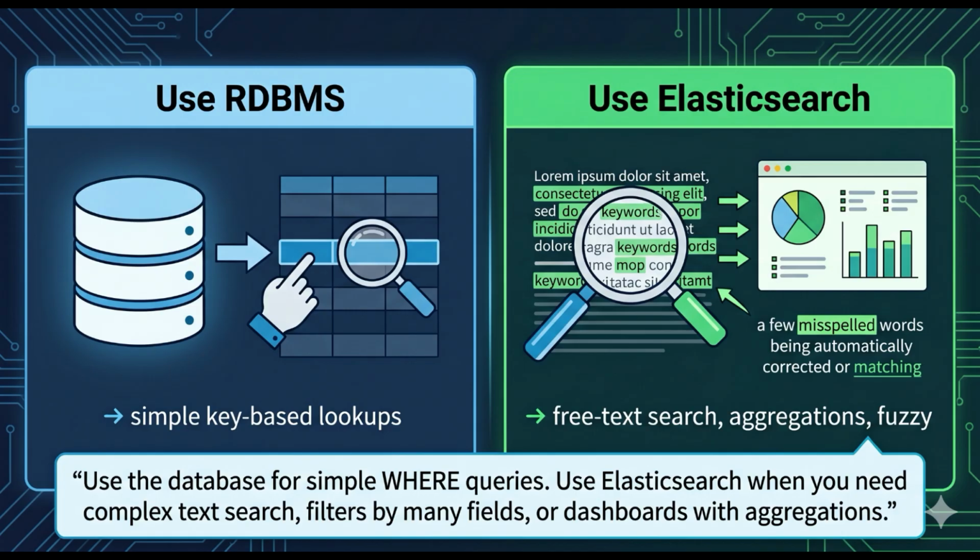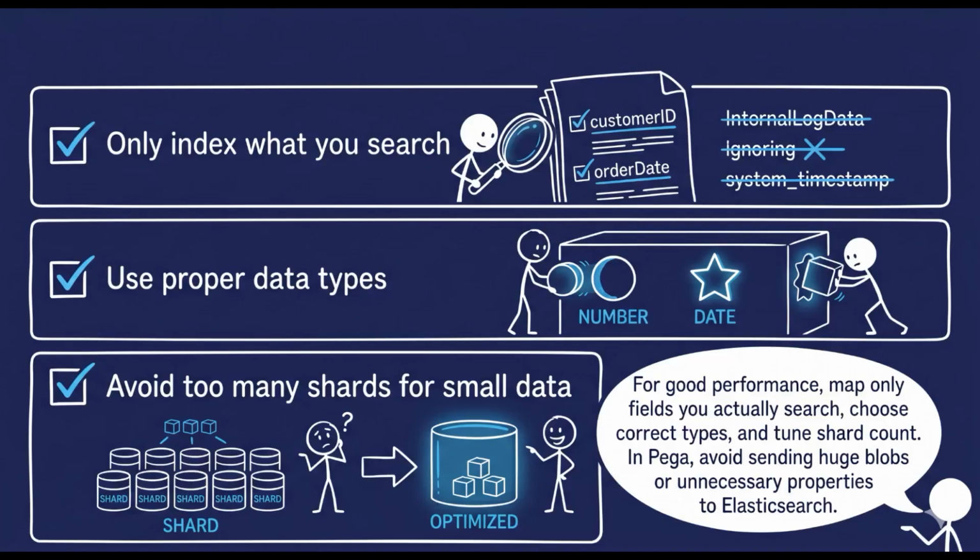Use the database for simple, direct queries and key-based lookups. Switch to Elasticsearch when you need complex text search, filtering by many different fields simultaneously, or high-performance dashboards with data aggregations. For peak performance, only index the fields you actually search, choose the correct data types, and tune your shard count. In Pega, avoid sending massive blobs or unnecessary properties to the Elasticsearch engine.